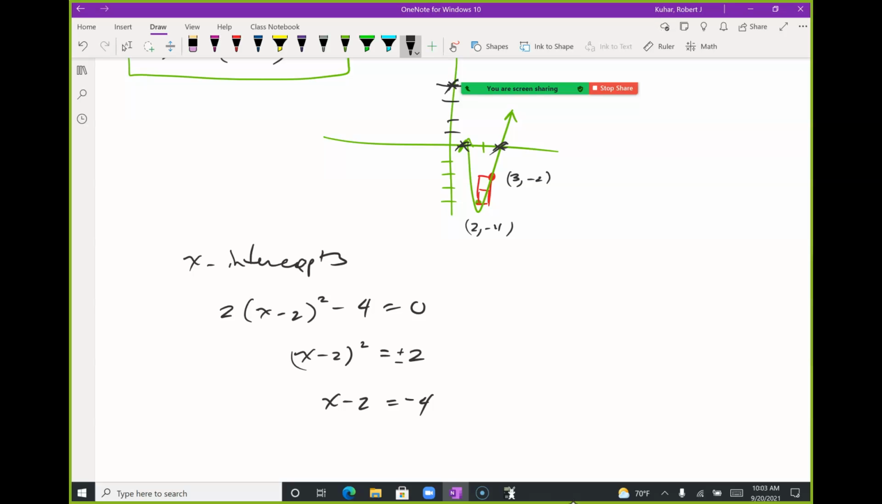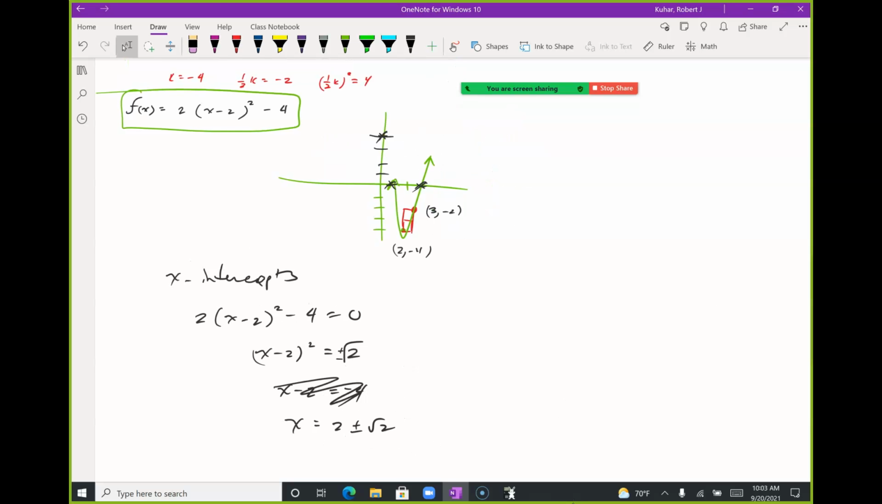What did I do wrong? I did something wrong. Oh, yeah, plus or minus square root of 2. So x equals 2 plus or minus rad 2. Those are my intercepts.